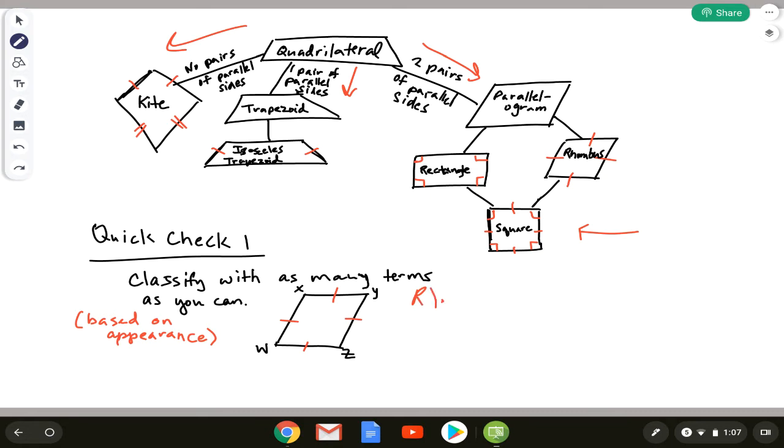My pen's not working. I don't know what's going on with my pen right now. Let's try that again.